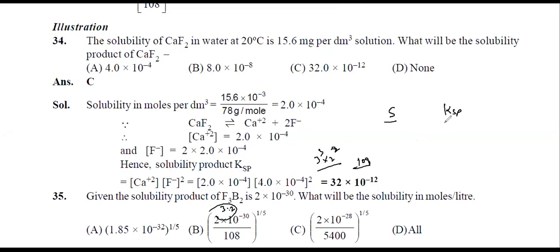And you're asked to find S. So S is equal to what? KSP by 108 to the power 1 by 5. Remember, everyone? So what's the answer, everyone? Tell me. As simple as that, it is formula putting. Very good. The answer is B. Right, everyone? The answer is B.